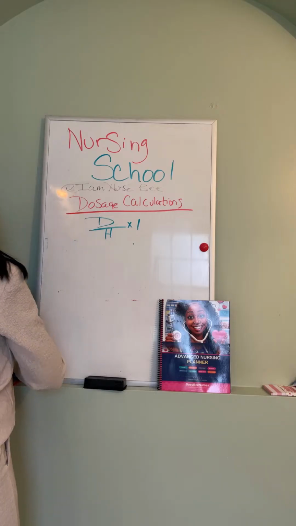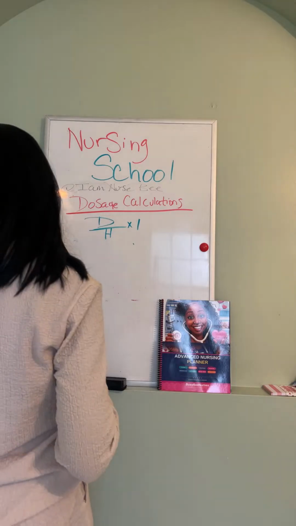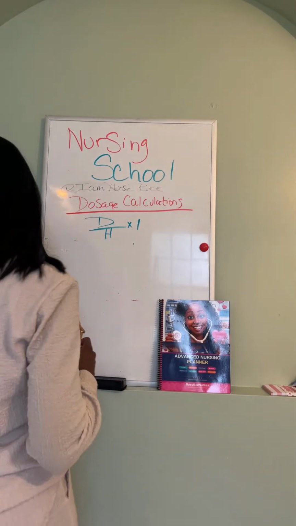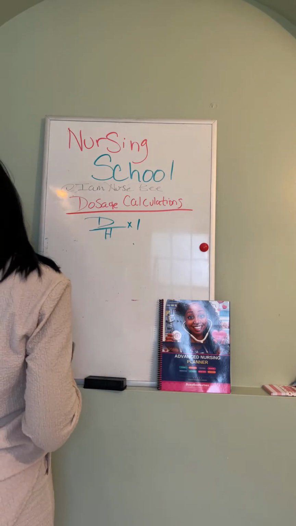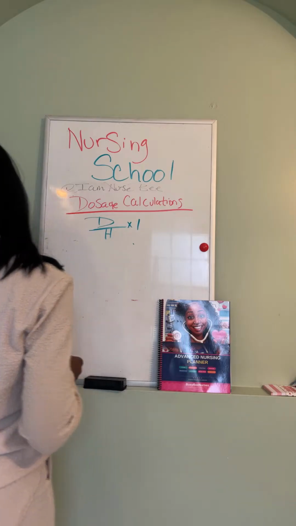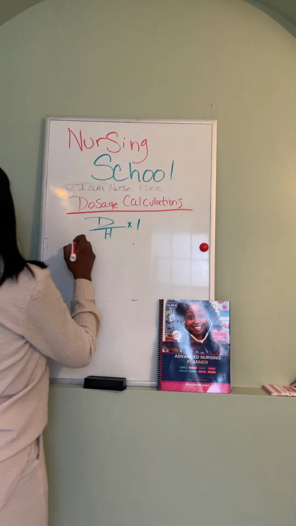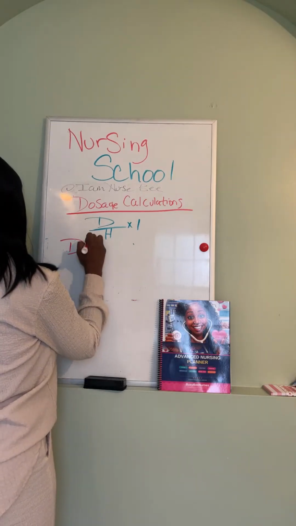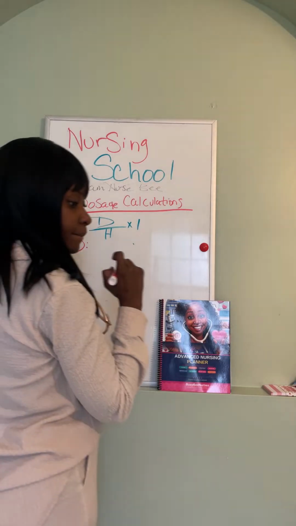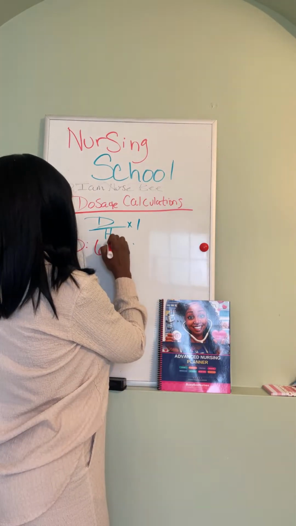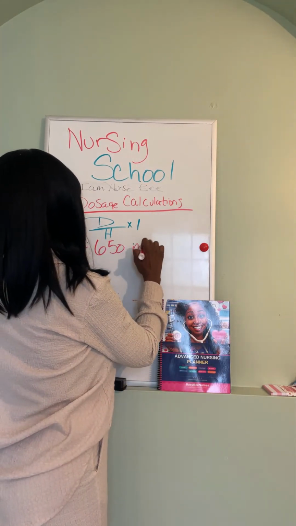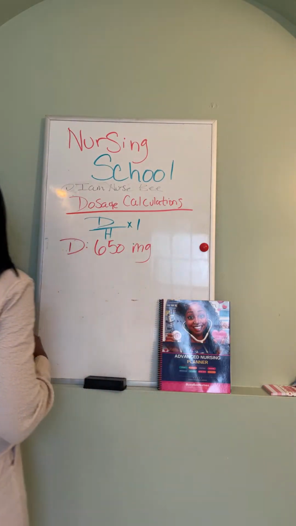All right, guys. So the next one is going to be, let's see. Okay, we're going to do another one. So the doctor is asking that we give the desired order of 650 milligrams of the medication.